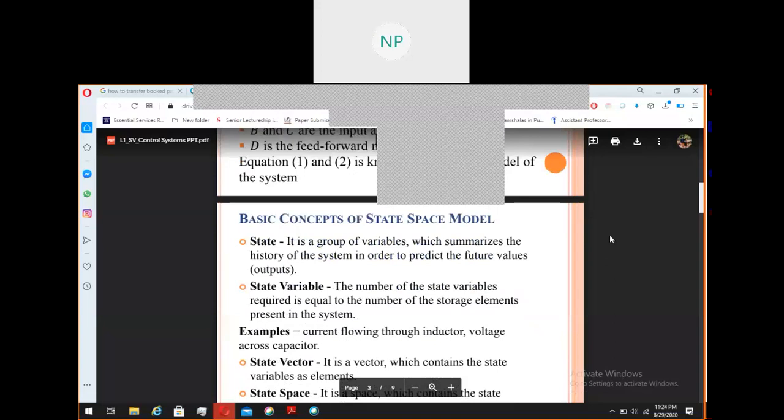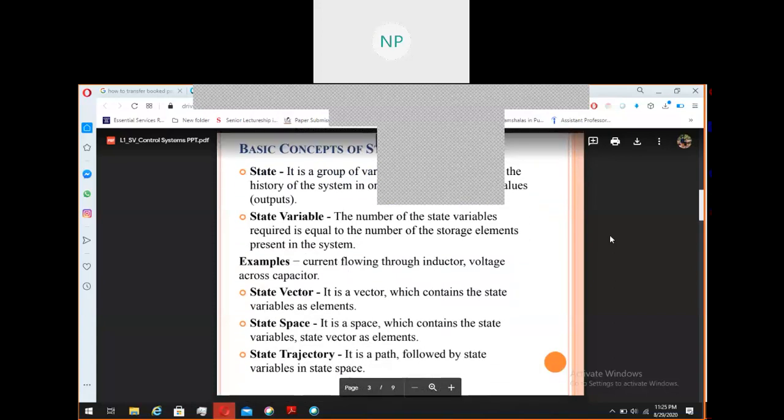Suppose in an electrical system, we know that the basic electrical components are resistance, inductor and capacitor. Inductor and capacitor are storing elements. When an RLC circuit is there, inductor and capacitor are two storing elements and resistance is a non-storing element. So to represent a simple RLC network, we need two state variables, one for inductor, one for capacitor. Depending on that, we can get a state model equation using those two state variables.